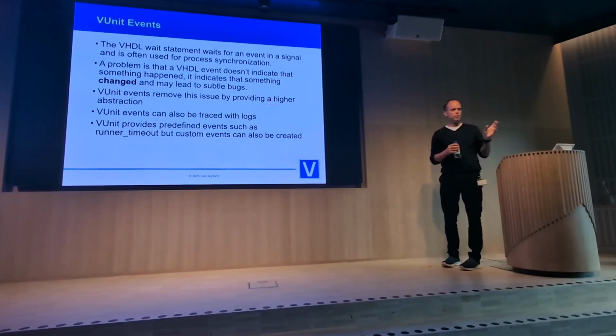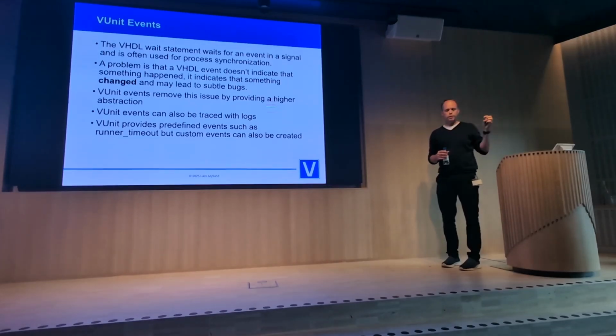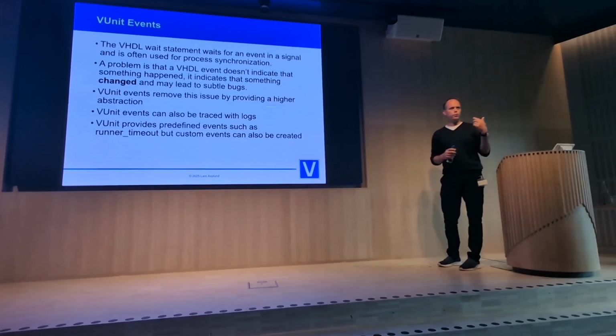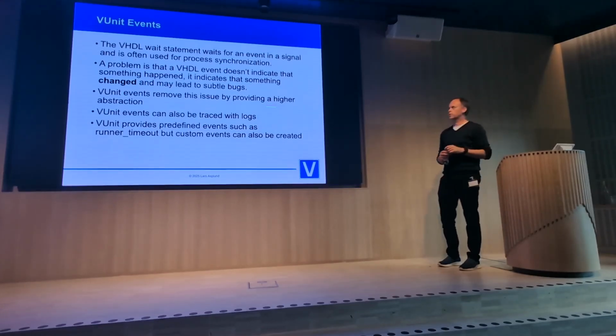So I have the same signal, and I assign true to it, if it's a Boolean, and then I assign true to it again. You can think of it as two things happened. But VHDL will only see one thing, because it's only the first assignment of true. If it was false from the beginning, that changes the value of the signal. So that can give some subtle bugs sometimes.